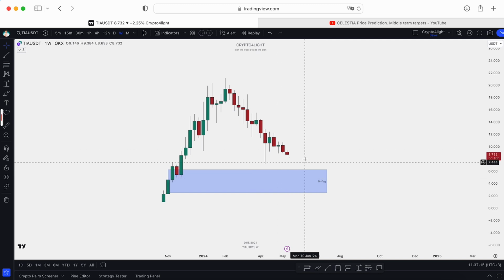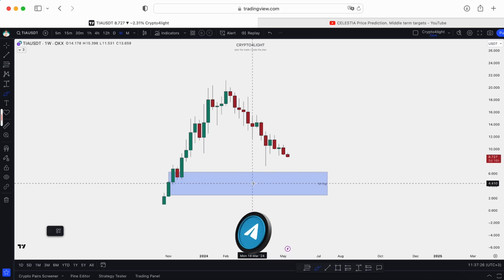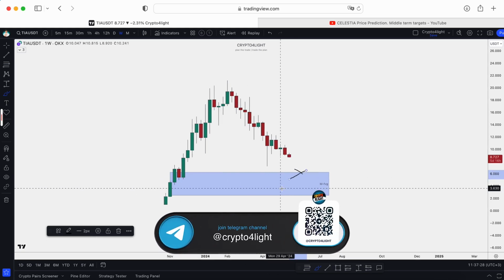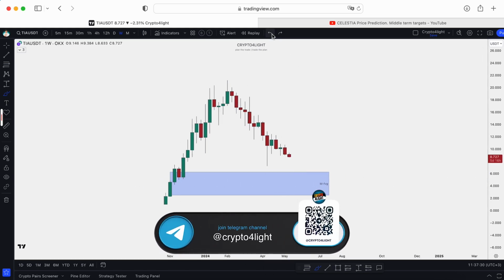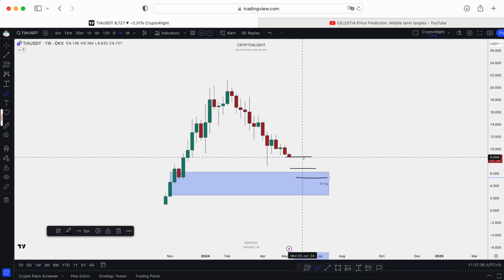It's going to be the test of this one. It's not unnecessary, guys. For example, if you believe in Celestia, what you can do now, you can test this block, but it's not unnecessary, so we will test it. Or you can start to accumulate step by step and build the average entry.